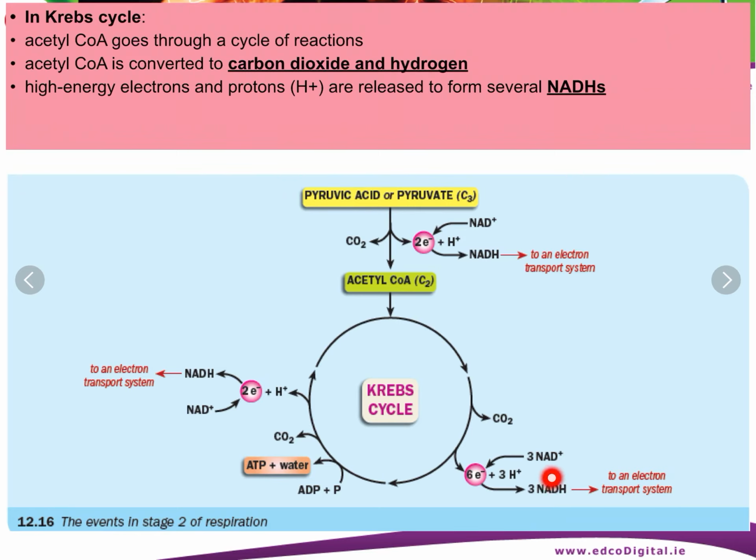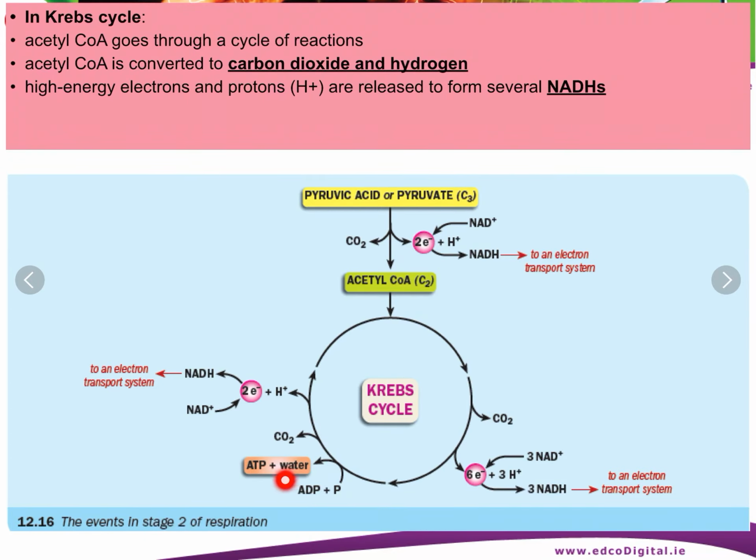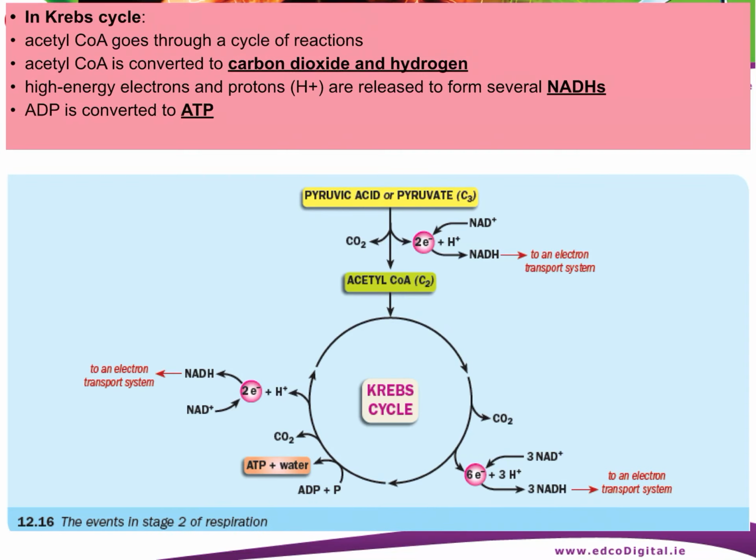So far, what are the products of the Krebs cycle? Carbon dioxide, NADH, ATP and water. Next, ADP is converted into ATP, and again it occurs in the lumen of the mitochondria.